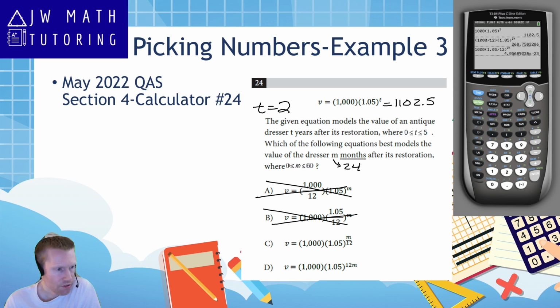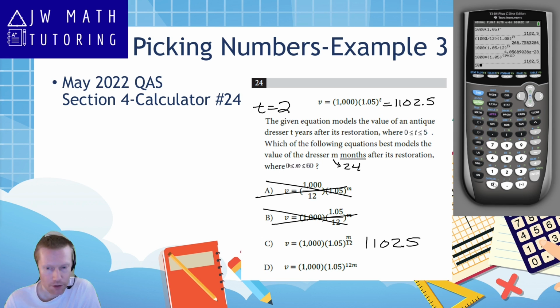Now we'll check answer choice C. So here we've got, again, 1,000 times 1.05. And now this is raised to the, and I'm going to put this in parentheses because it's technically a fraction. It is m divided by 12, so it's 24 divided by 12. And now I'll hit enter. Okay, notice that gives me 1102.5. So this is most likely the correct answer, but I'll just double check answer choice D just to be sure.